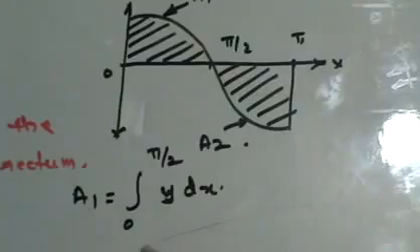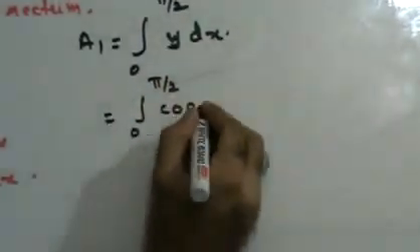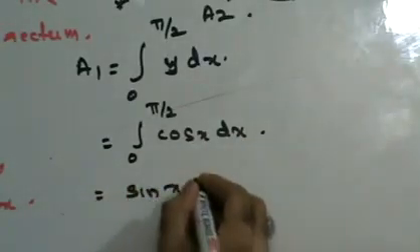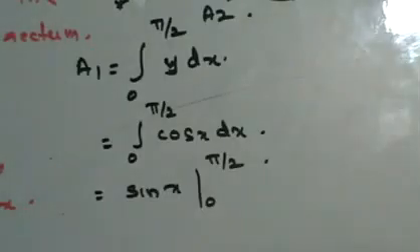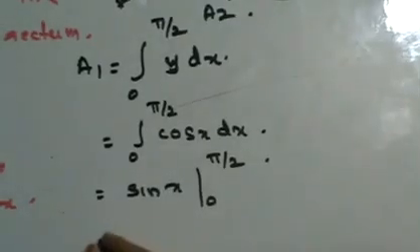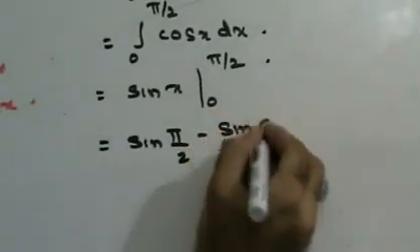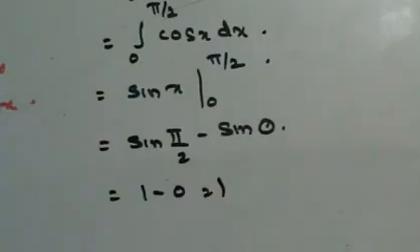Right? So this is going to be the integral from 0 to pi by 2 of y, where y can be written as cos x dx. The integral of cos x is nothing but sin x when the limits are between 0 to pi by 2. So this is going to be sin 90 minus sin 0. Sin 90 is 1, so the answer is 1. So the area of this region is going to be 1.